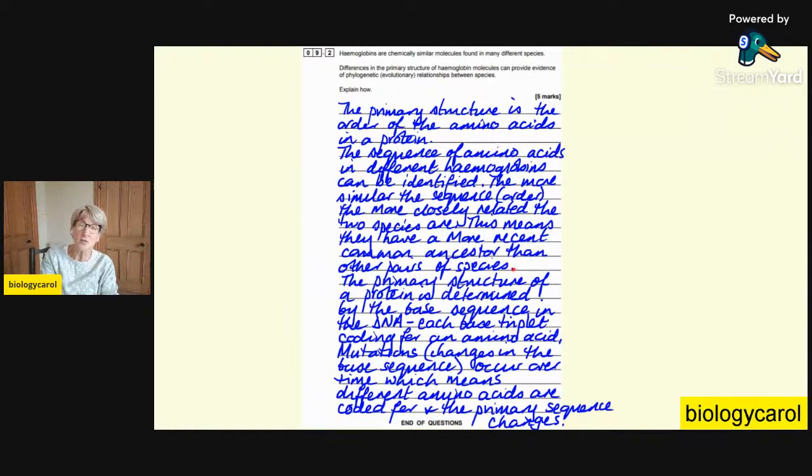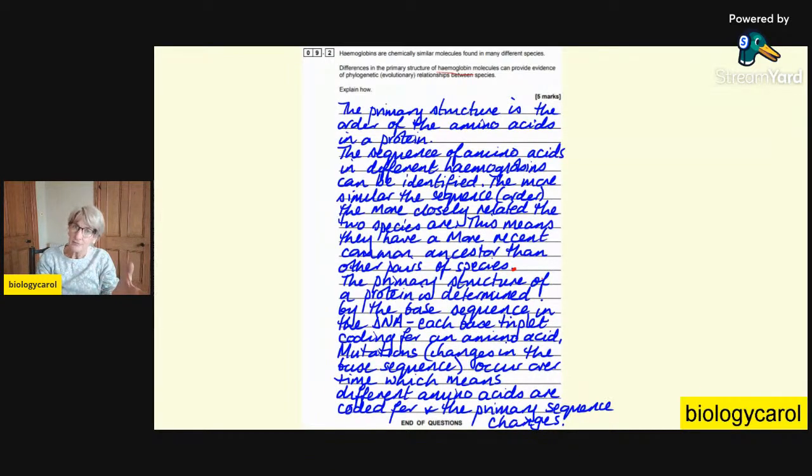Now, I'm going to be honest, I got to this point here and I thought, differences in the primary structure of hemoglobin can provide evidence for phylogenetic relationships. How can differences provide evidence for this? At this point, I thought I'd written pretty much all I could write. How do the differences provide evidence for the evolutionary relationships, phylogenetic relationships between species?